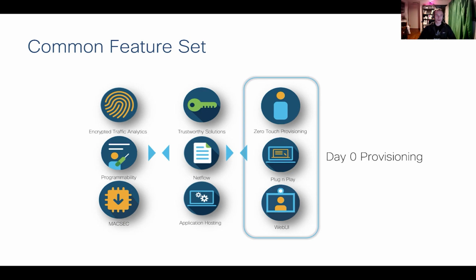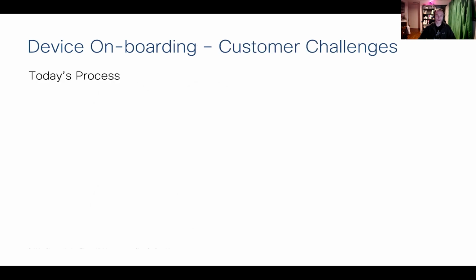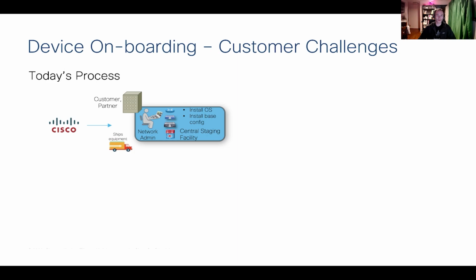As far as Day Zero device provisioning goes, there's a couple of features: ZTP, plug and play, as well as the web UI. These are just some of the common features that are available within IOS XE. Now, as far as device onboarding goes, today's process is when we order equipment from Cisco, either through a customer or a partner, then that equipment ships and arrives, and then typically the network admin does the pre-installation, making sure the operating system is installed and that it has a configuration if needed.